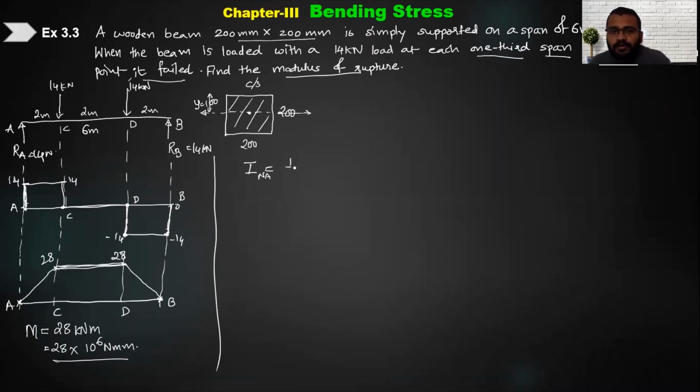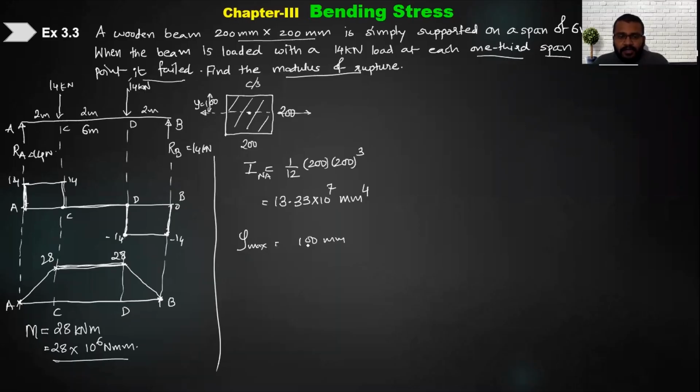कितना होगा वो inertia? 1/12 200 into 200 cube. How much will be this? Can you give me the answer? Yes. 13.33. कितना? 13.33. That's it. Into 10 raised to 7 mm raised to 4. Okay. What is your y maximum? वो तो 100 है. Directly दिख भी रहा है एग्जाम में लिख के रखा है, right? So now can you calculate sigma?